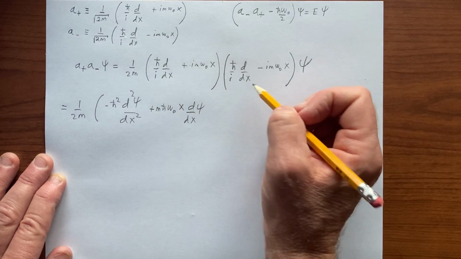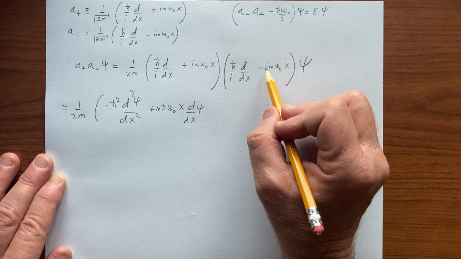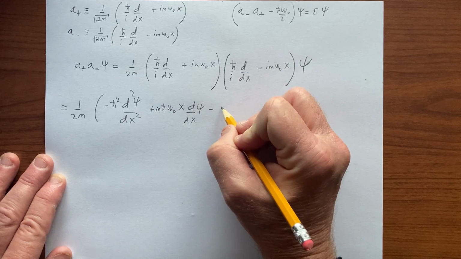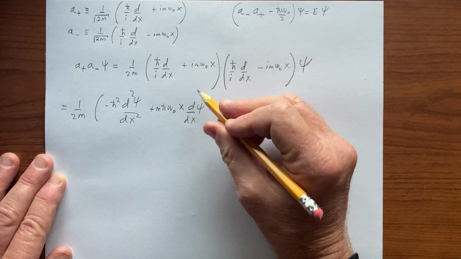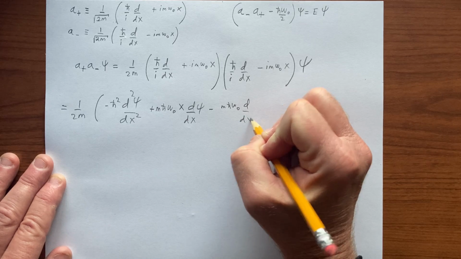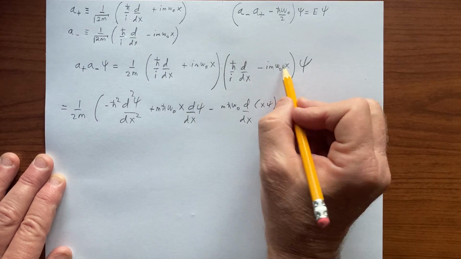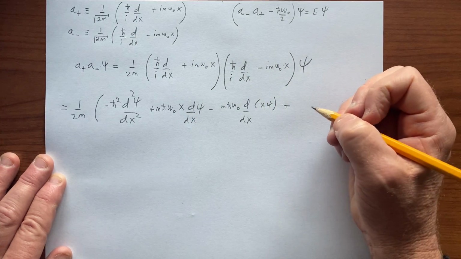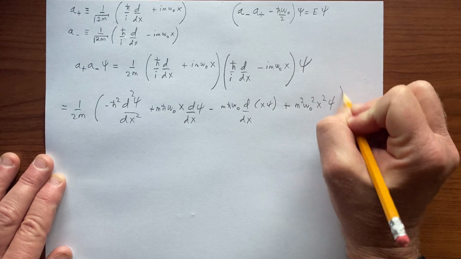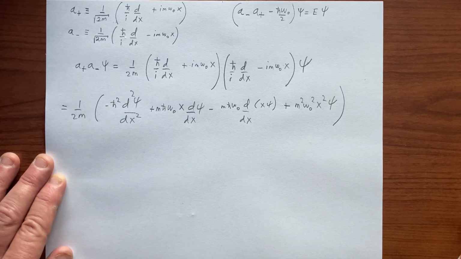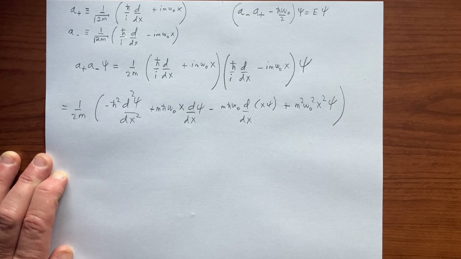So we did this. We need this one, so we have a minus m h bar omega naught d by dx of x psi, and now we're missing this one, which is a plus m squared omega naught squared x squared psi. Right? So it's basically the same thing we saw before, except the signs in here are different.